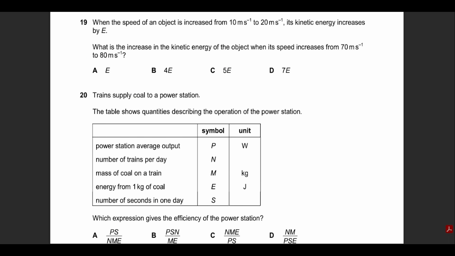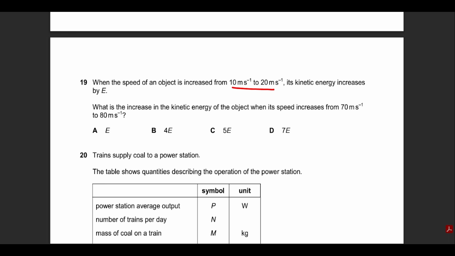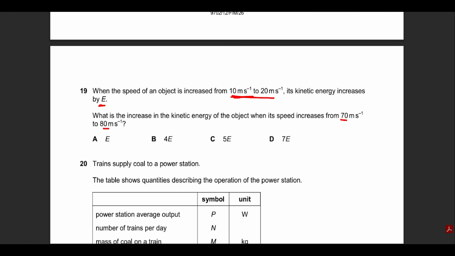Then we have question number 19. It says that the speed of the object increased from 10 to 20. In this situation, we will label that energy as E. And when it increases from 70 to 80, what is the change in terms of E? So let's figure out what the value is going to be. The mass is not changing, nothing else is changing. We have half mv squared. Since it's about the change or increase, we can say that this will be half m into 20 squared minus 10 squared. If we calculate this and we have made this to be E, this is going to come out as 300. But we're not going to go into that method.